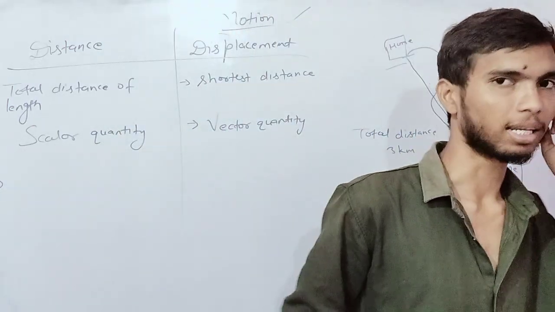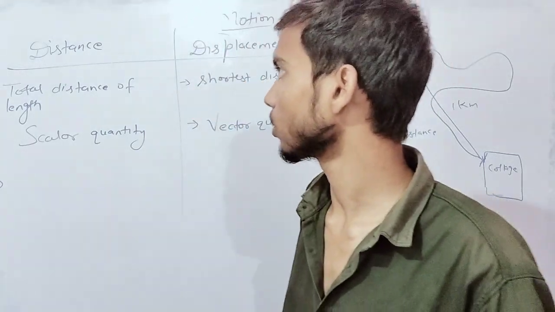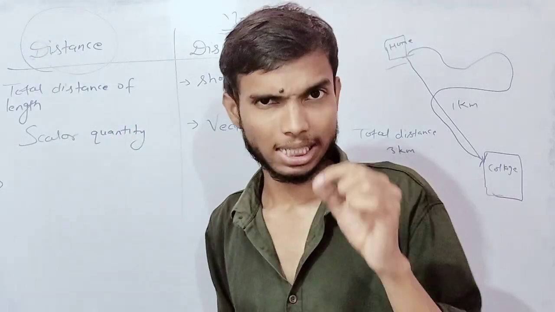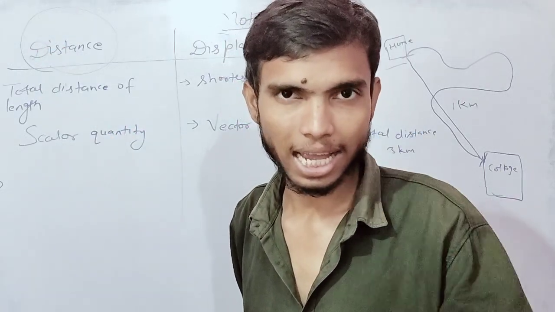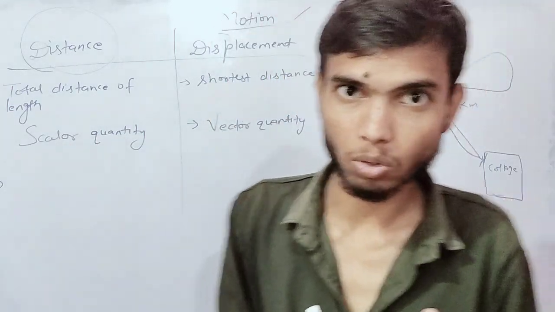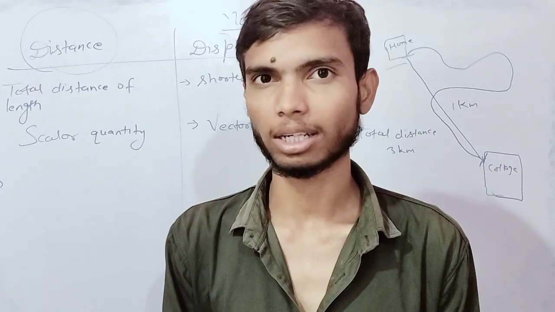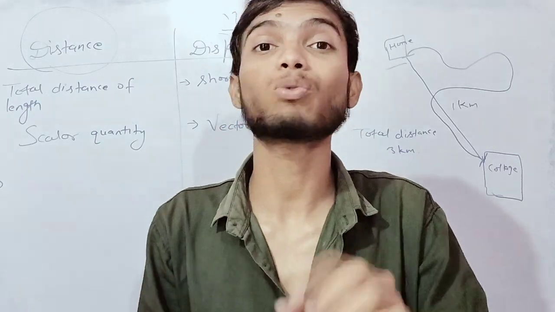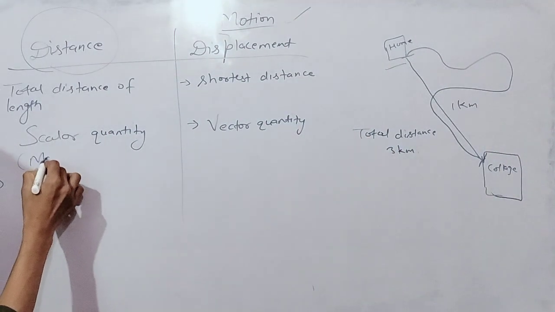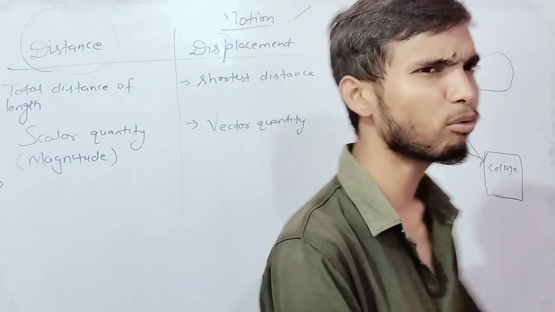Remember, what is the meaning of a scalar? I am telling you the definition of a scalar quantity. Distance is a scalar quantity. It is a quantity that has only magnitude. A scalar quantity will have only magnitude. Understand?